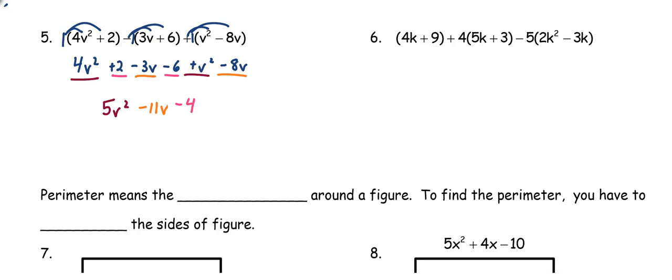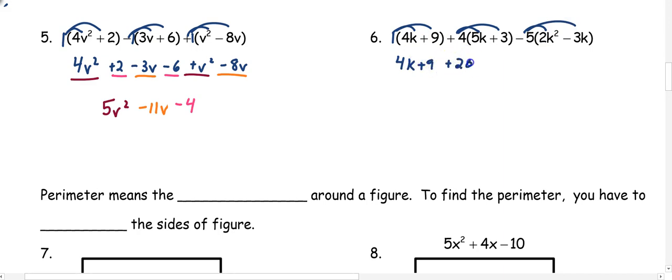Number 6, in front of the first set of parentheses, I don't have anything, so it's just going to be a positive 1. The second set of parentheses, I have a 4, and the third set of parentheses, I have a negative 5. So when I distribute everything, I get 4k plus 9 plus 20k plus 12 minus 10k squared plus 15k.